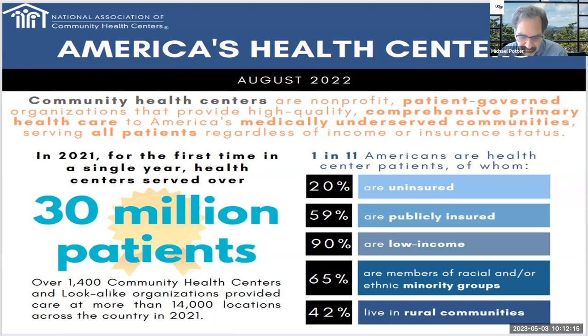And in these health centers, 20% of the individuals are uninsured, 59% are publicly insured, 90% are low income, 65% are members of racial and/or ethnic minority groups, and 42% are in rural settings, people who live in rural communities, another neglected patient population. So let's go on to the next slide.